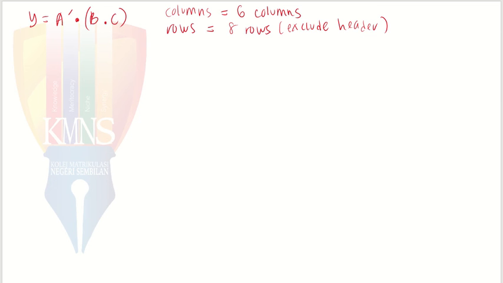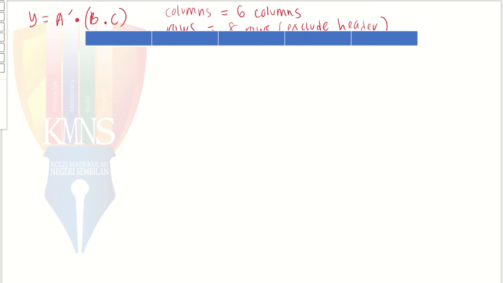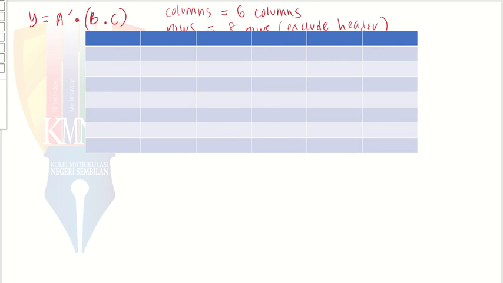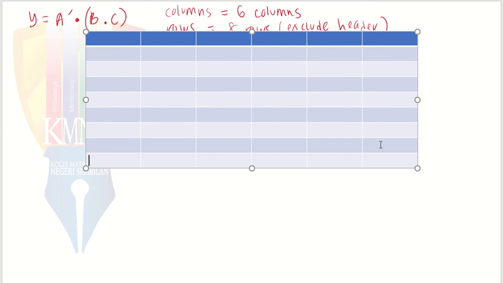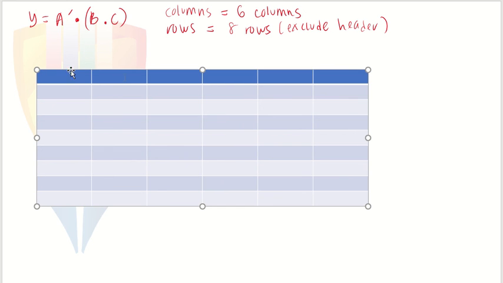Okay, so I think I will just use the table given, but make sure you draw with your ruler. So 6 columns and 9 rows. So this one I add one more. Okay, so this will be your table.